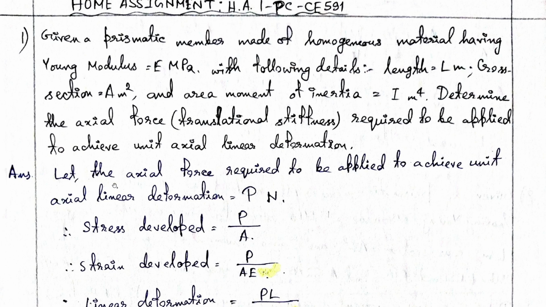So in the solution part, we first assume the axial force required. You can see that let the axial force required to achieve unit axial linear deformation be P Newton. So what is the stress developed? We can easily say P by A, force by cross-sectional area, where the cross-sectional area is given as A meter square.